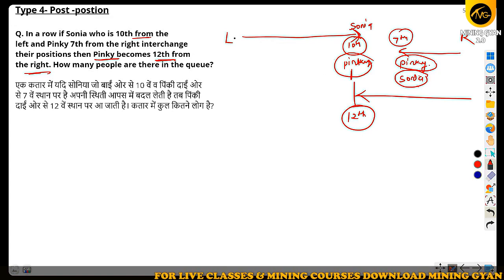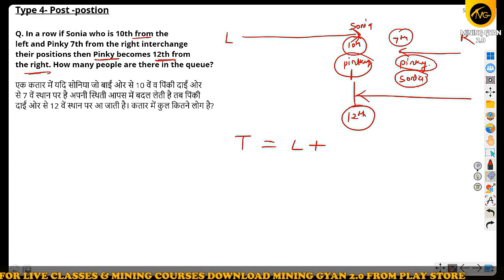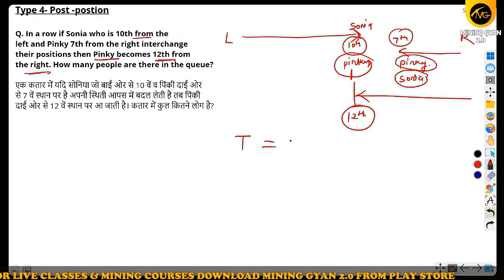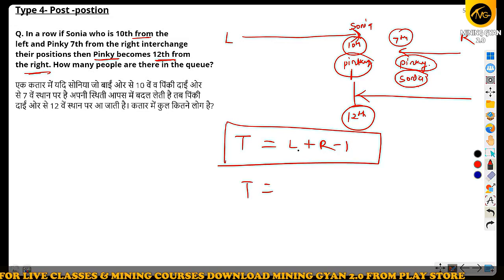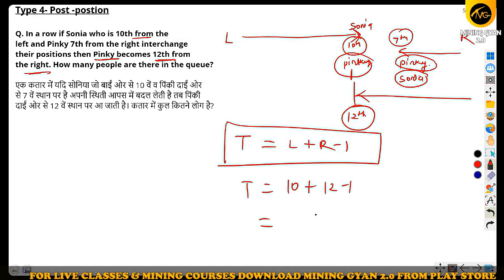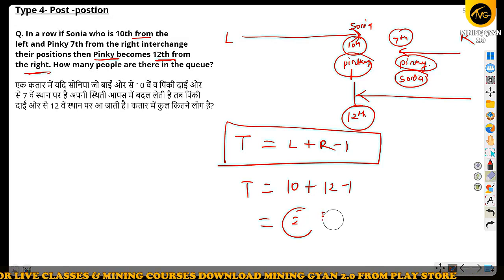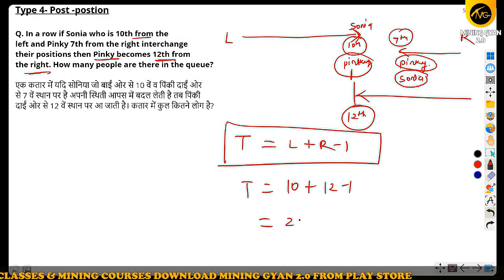Now assume Pinky has replaced Sonia, so Pinky is 10th from the left and 12th from the right. So it will again be L plus R, or you can use R plus L. L plus R minus 1. So total is equal to the left position. Pinky's left position is 10th now, and the right hand position is 12th, minus 1, just 22 minus 1, it will be 21st position. 21 total students, or 21 total number of people.